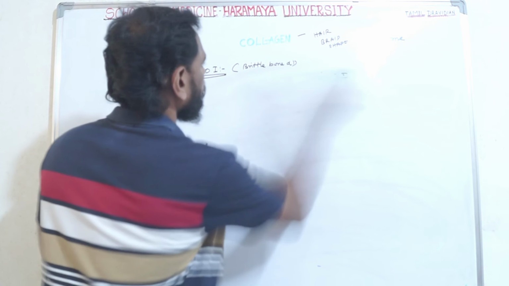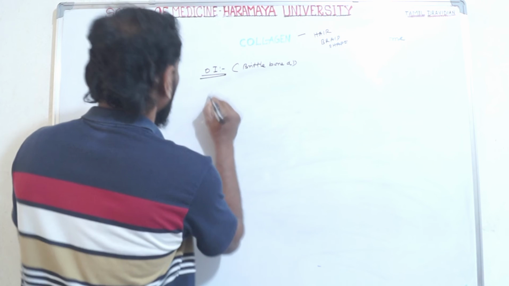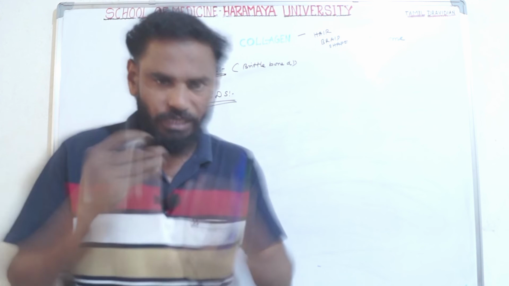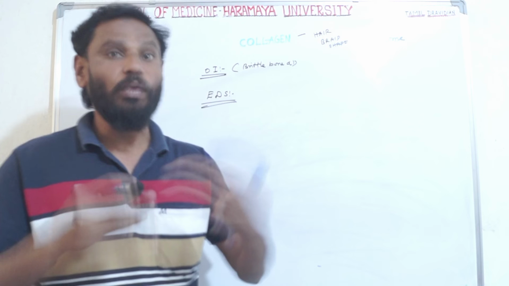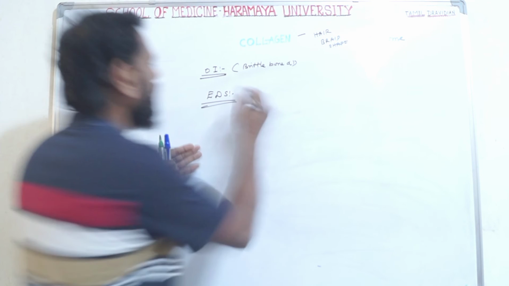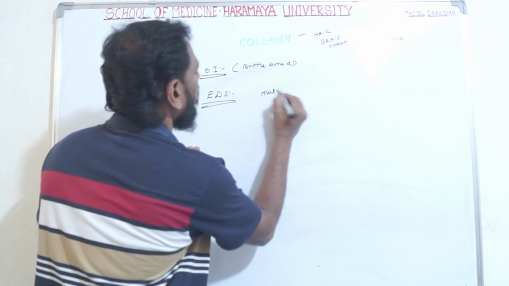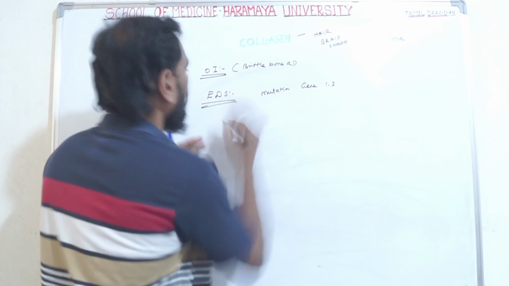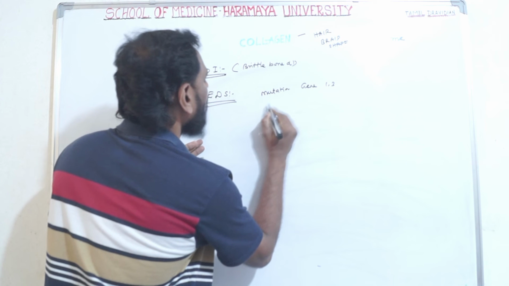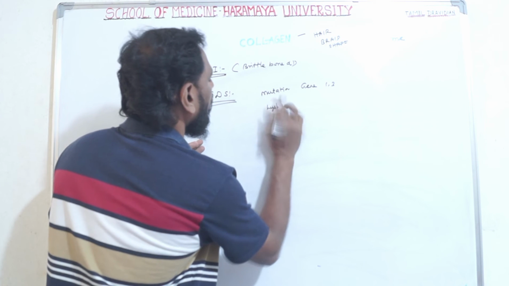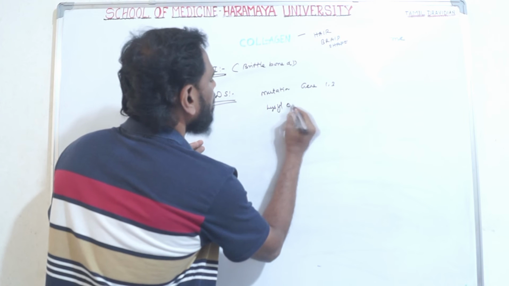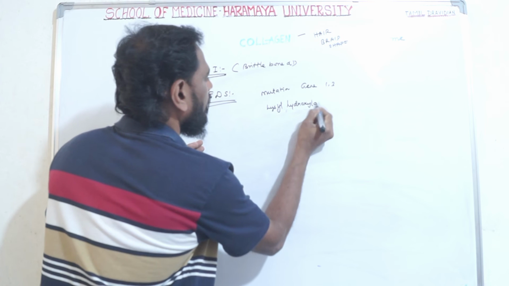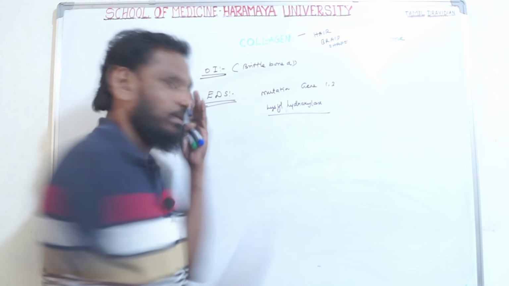Second one is called Ehlers-Danlos syndrome. Clear? Here the mutations occur especially in genes for type 1 and 3. And here is one more thing: a complete absence of the lysyl hydroxylase enzyme. These enzymes are absent or defective.